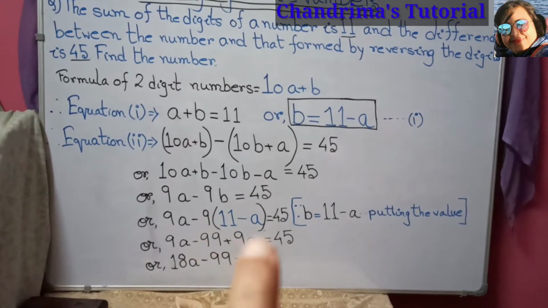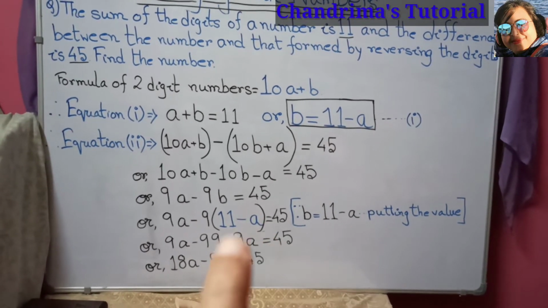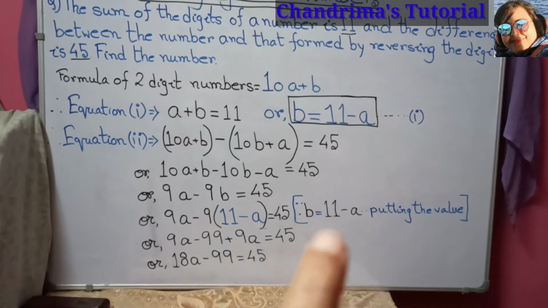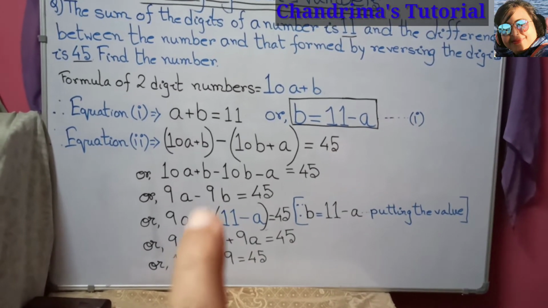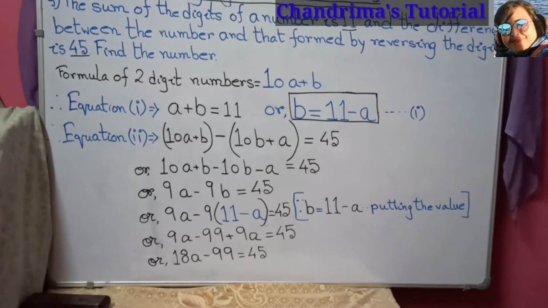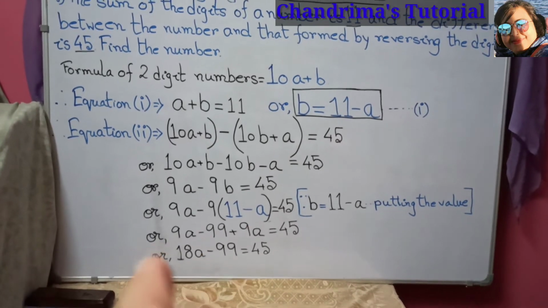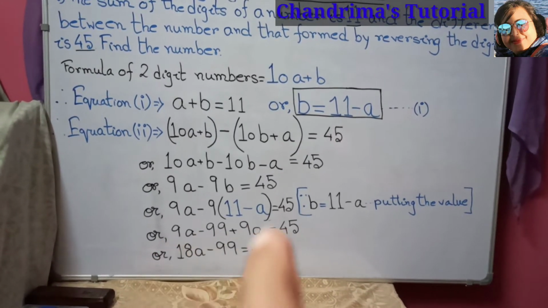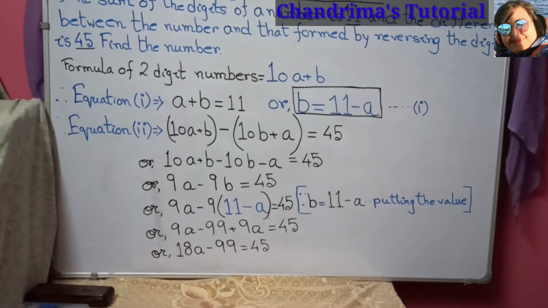9a minus 9 into 11, 99, and here minus 1 inside, outside minus, and minus minus, what happens? The symbol changes to plus, then 9 into a, 9a. Okay, 9a minus 99 plus 9a equals 45. Now add this one, 9a plus 9a, 18a, minus 99 equals 45.